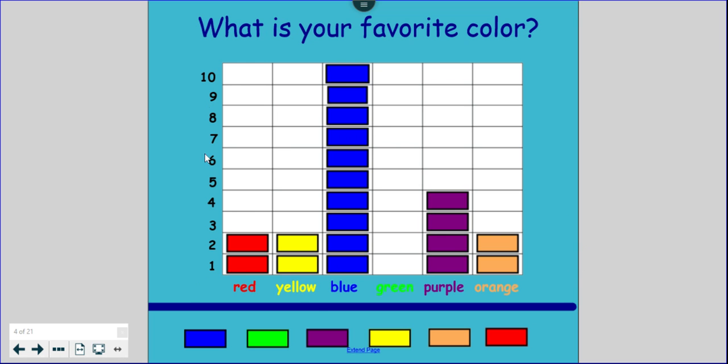You got it. That's what these numbers are for on the side. So I'm going to go all the way up to the top of the blue column, and then I'm going to go over to see what number is beside it. And I see the number 10. So that tells me that 10 friends chose blue as their favorite color.